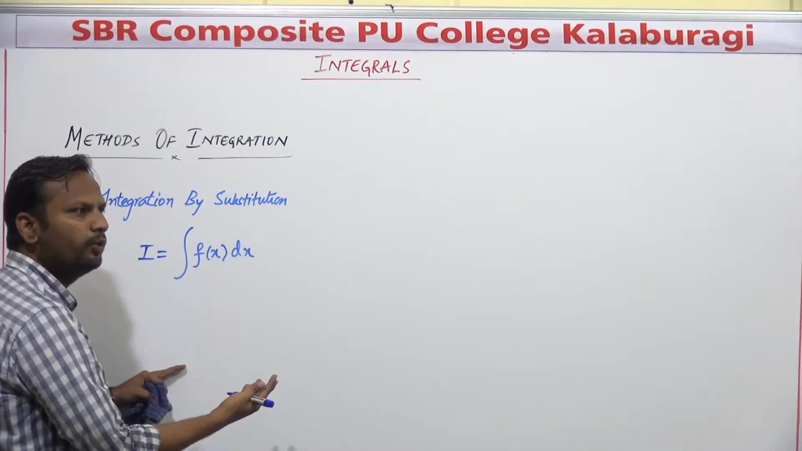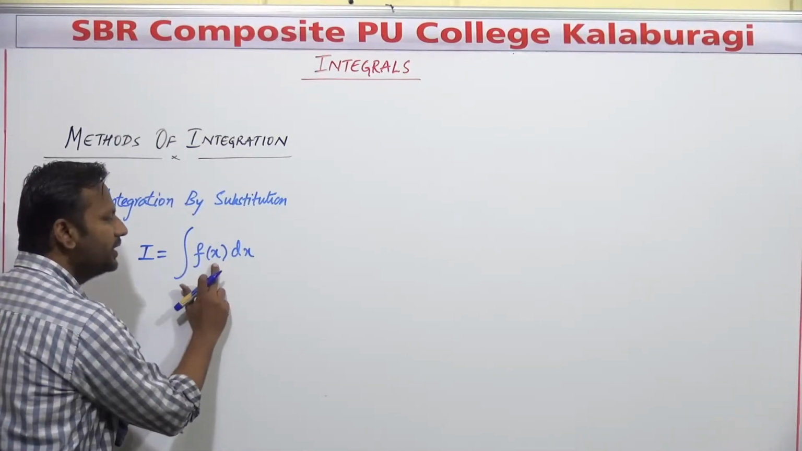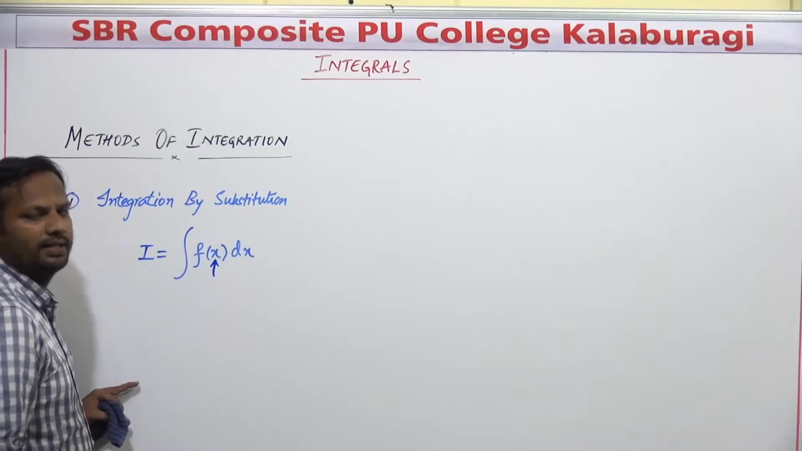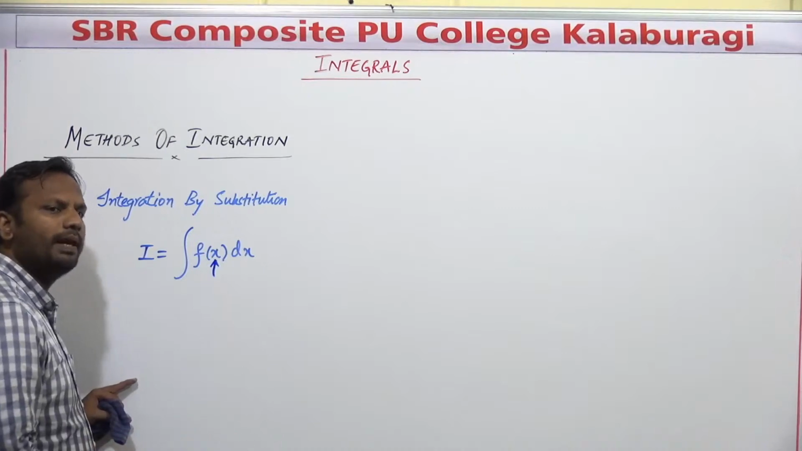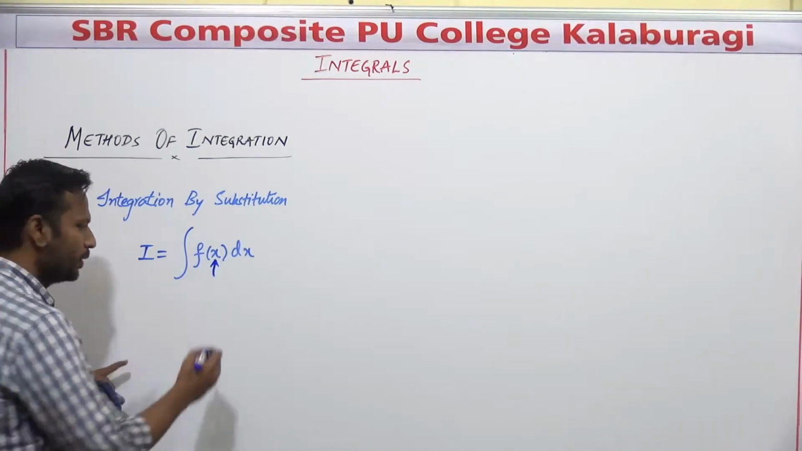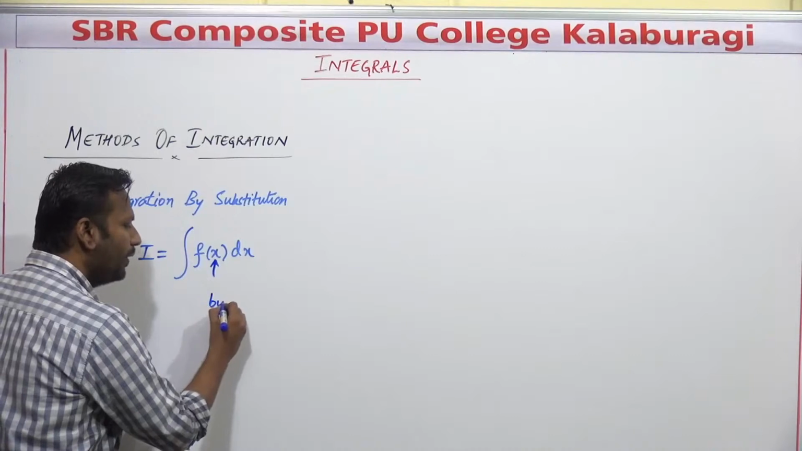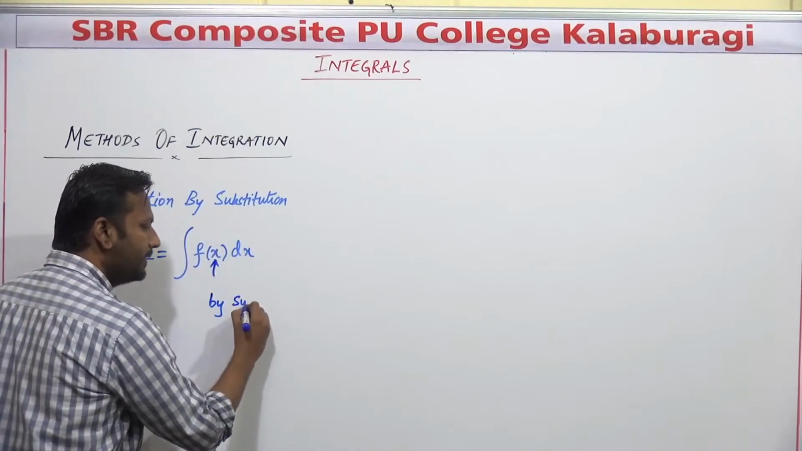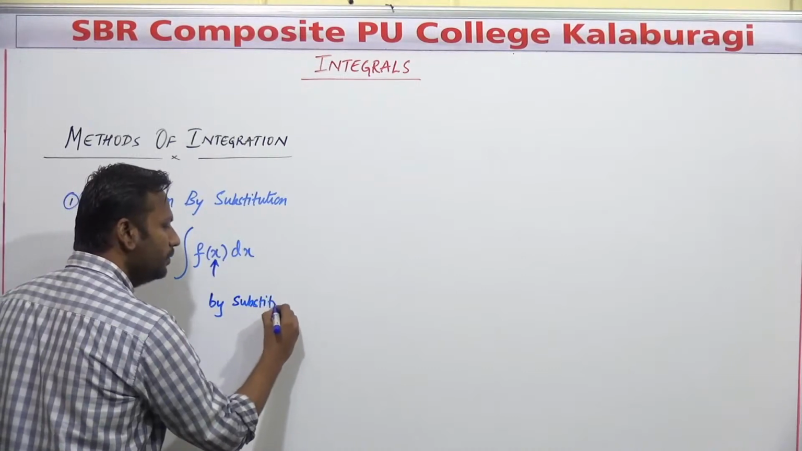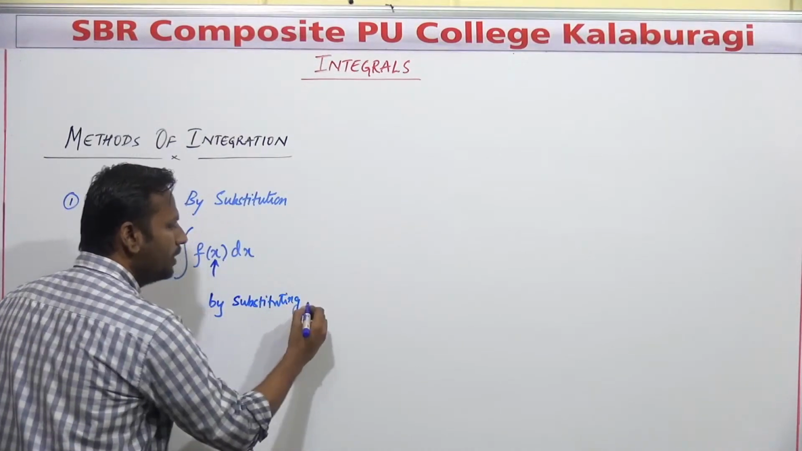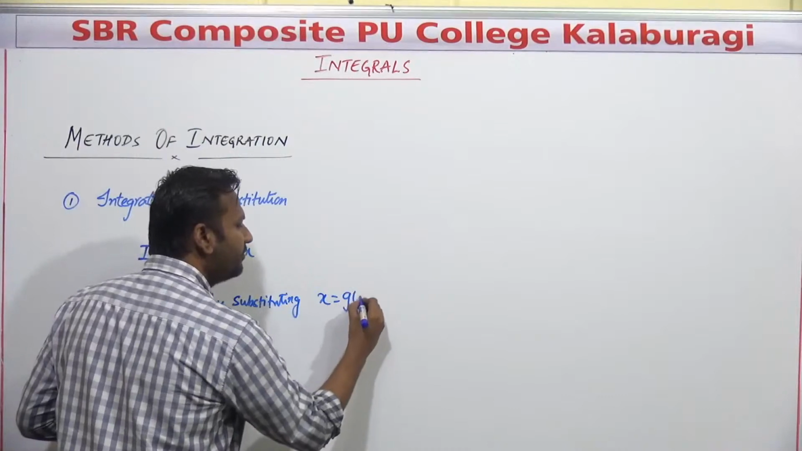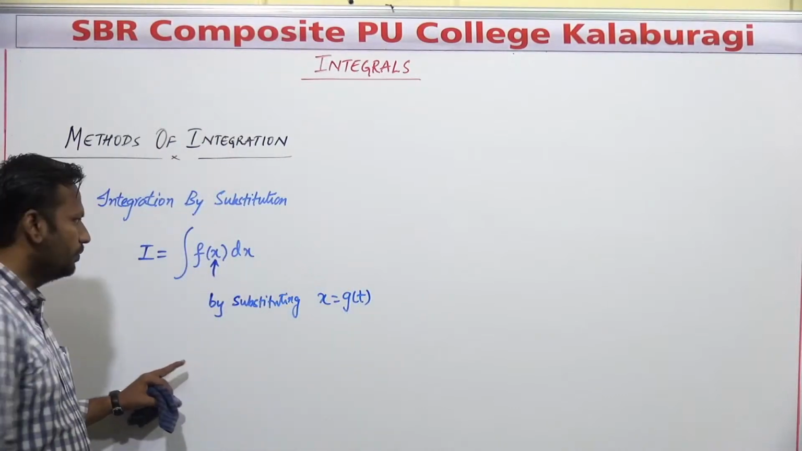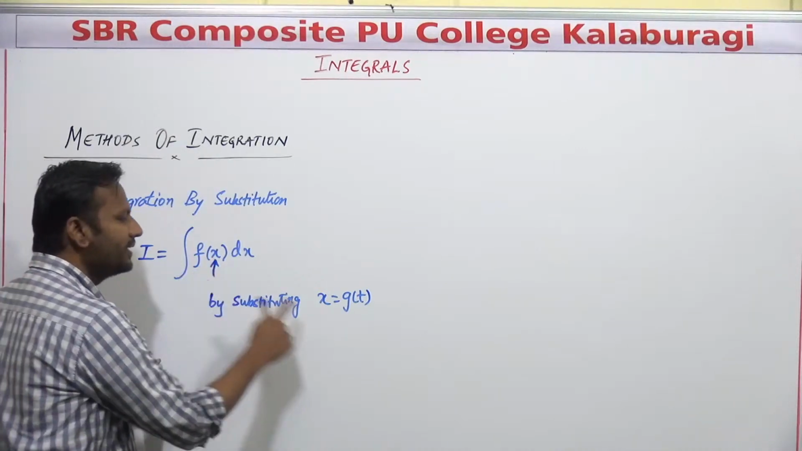How can we transform it into another form? By changing the variable x as some other variable, let us take it as t. So by substituting what here? By substituting x as g of t, right? X as g of t. Now we are substituting x as g of t.